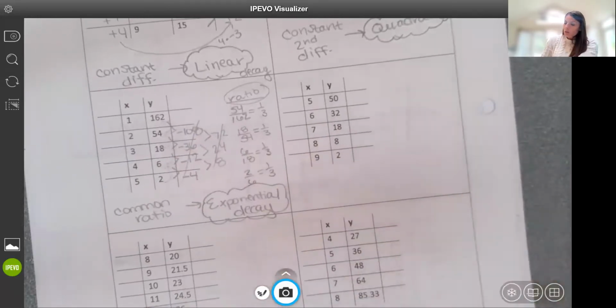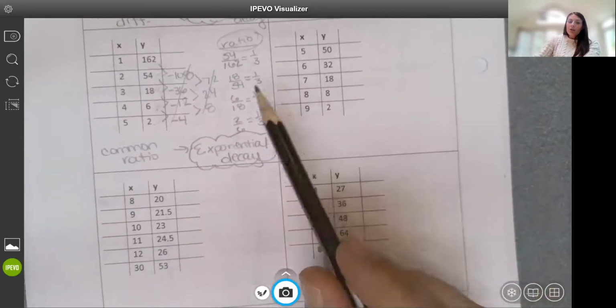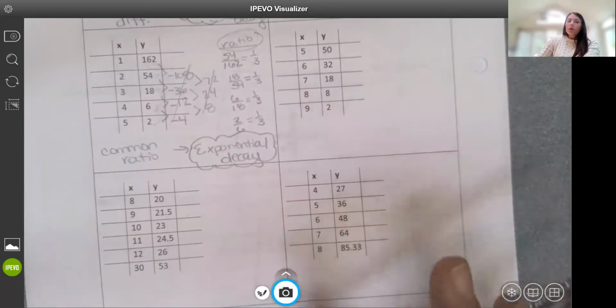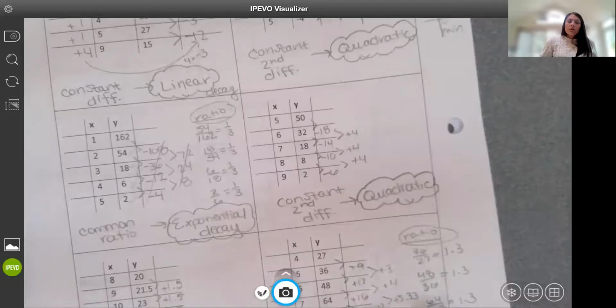So there are 3 more tables here, and I'd like for you to pause the video and try to determine what type of model you have. Do you have linear, quadratic, or exponential, given the table that you have? And don't plot the points. Look at first difference, second difference, or common ratio. Those are the things you're looking for. Okay, so let's see how we did here.